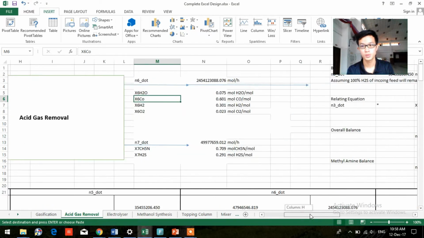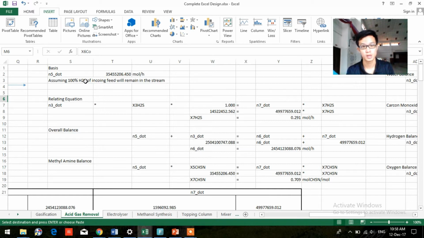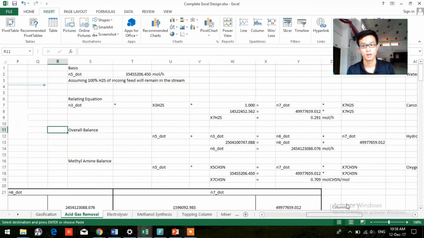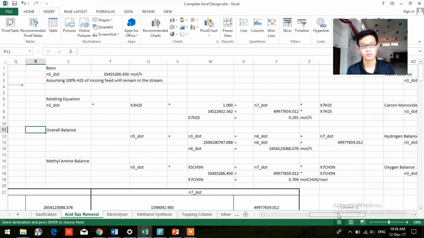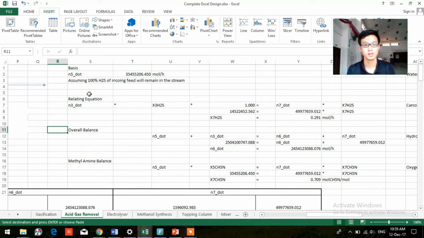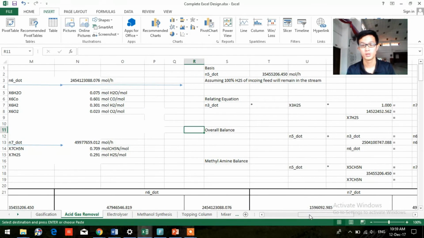Another thing about the acid gas removal part is that we assume that 100% of the hydrogen sulfide will come out in the stream that we do not want, so we can remove 100% of the hydrogen sulfide. We also assume the basis for stream number 5, which is the stream of our solvent. After doing all the balances, we get the answer. The important part is just the portion of how much solvent we use.